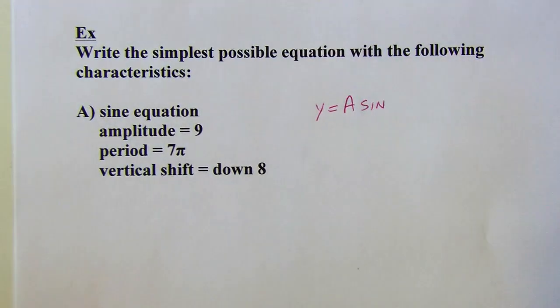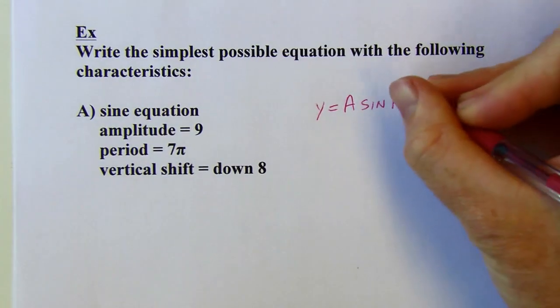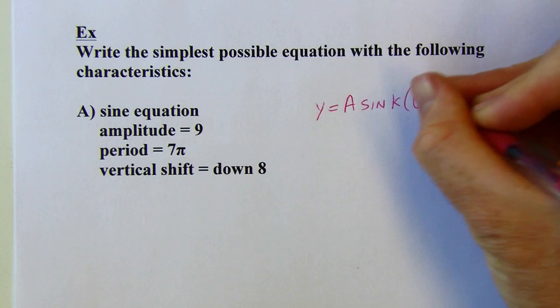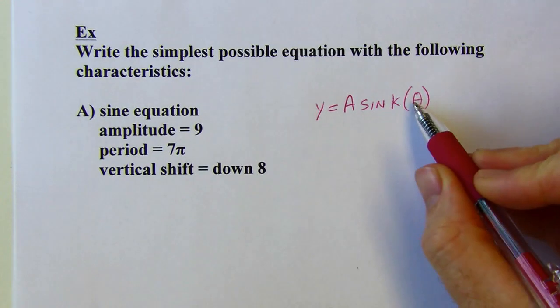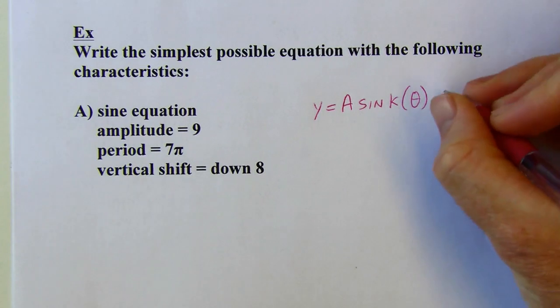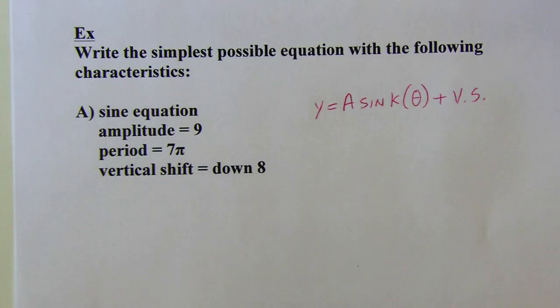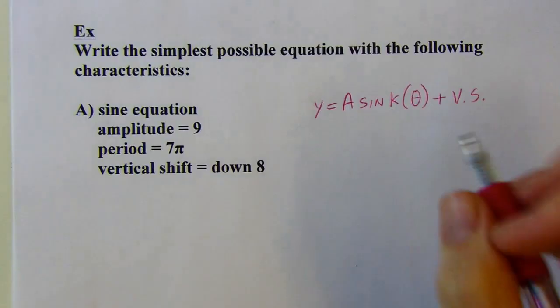Then since it's a sine equation, I'll have sine, right? And then I'll have my k. And then the theta will go like this. The k could go inside of the parentheses too, but it's got to be somewhere in this slot, okay? And then I'm going to be adding my vertical shift or subtracting it if it's negative, okay? So this is the basic format that I'm looking at.